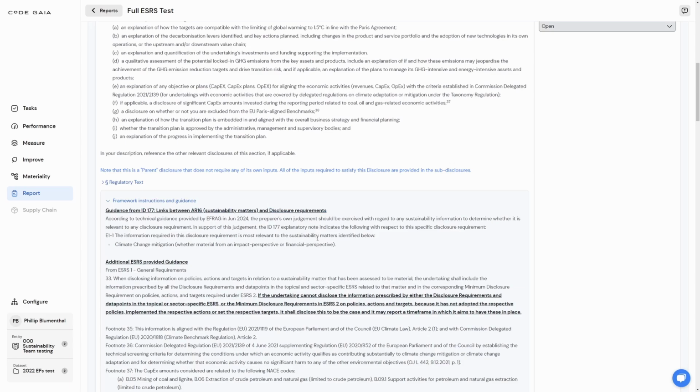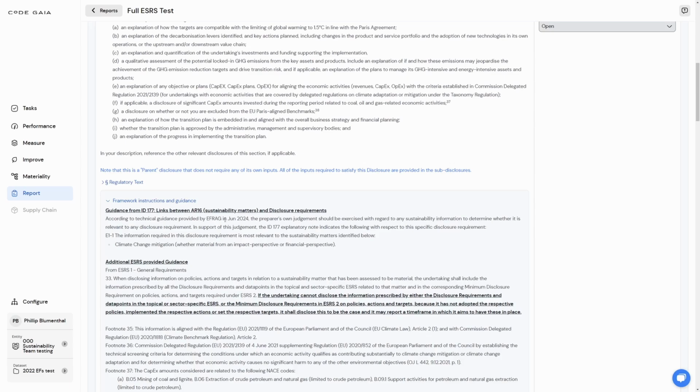And we've now paraphrased EFRAG's notes from the document. So in this case here, we can see that we have drawn on support provided by EFRAG in their document, and that the following information in this disclosure requirement is most relevant to the sustainability matter identified below. And here we have identified the single sustainability matter which EFRAG have suggested is most relevant to this disclosure requirement, and then we've included the perspective information. So this information is relevant whether the matter is material from an impact perspective or from a financial perspective.